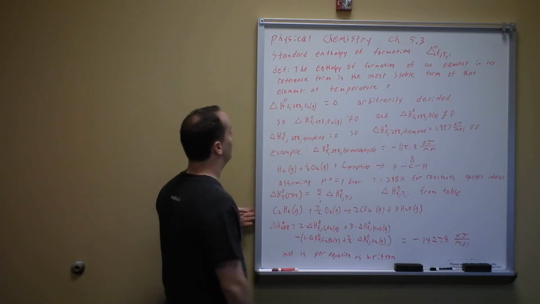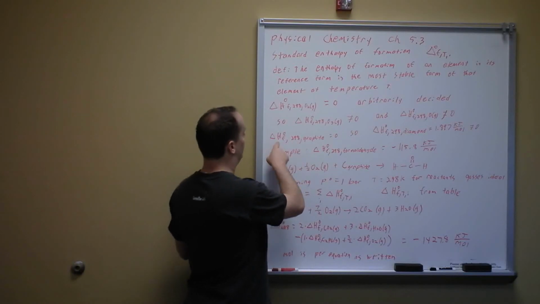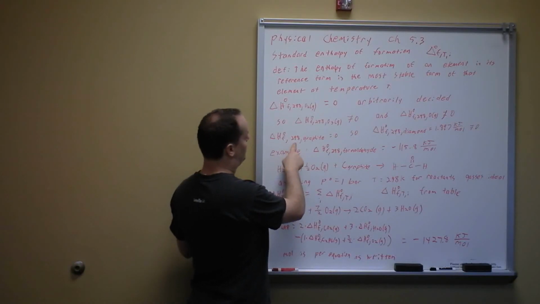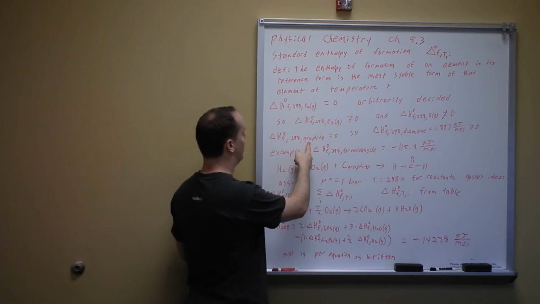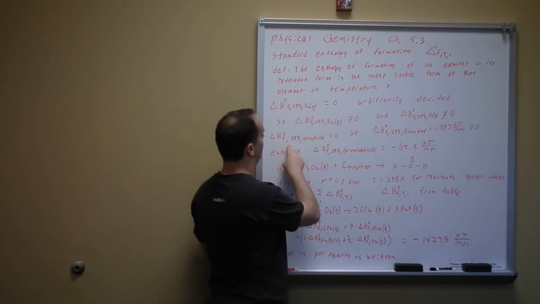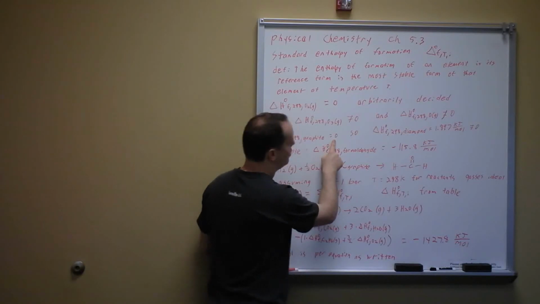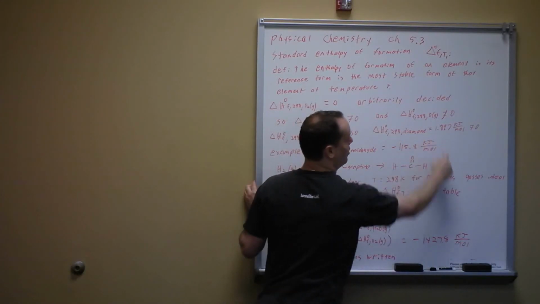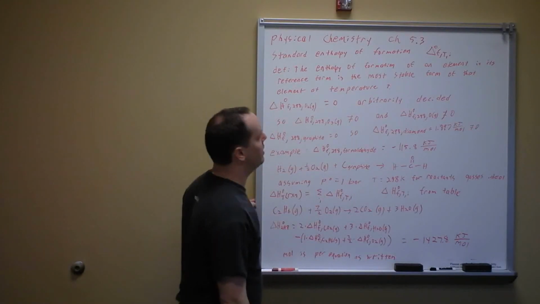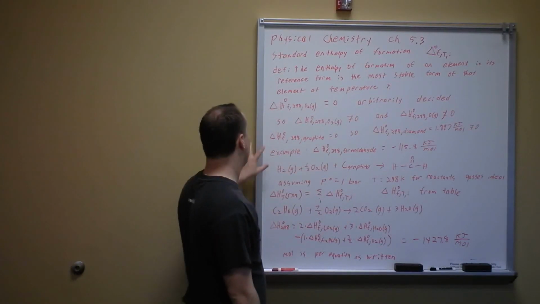Likewise, let's think of carbon, graphite. Again, at 298 kelvins and 1 bar, carbon is going to be in this graphite form. So the enthalpy of formation for that is equal to 0. That means diamond can't be equal to 0, and it turns out to be actually 1.897 kilojoules per mole.